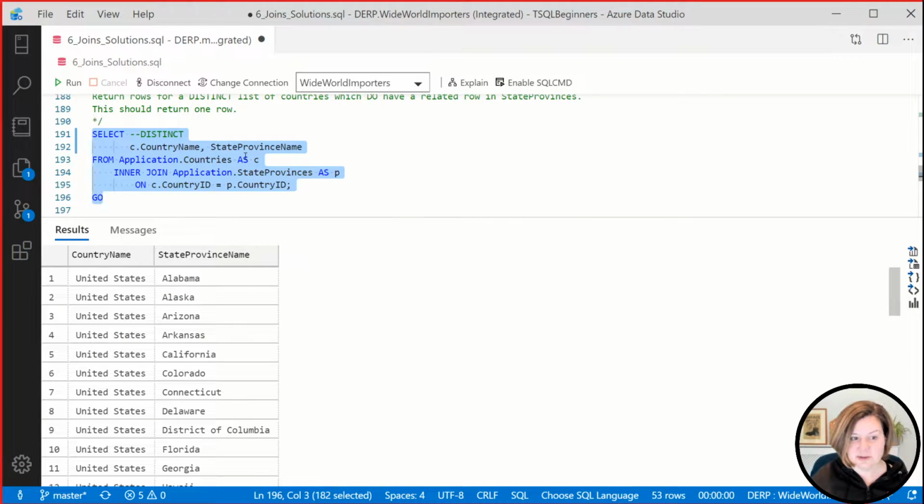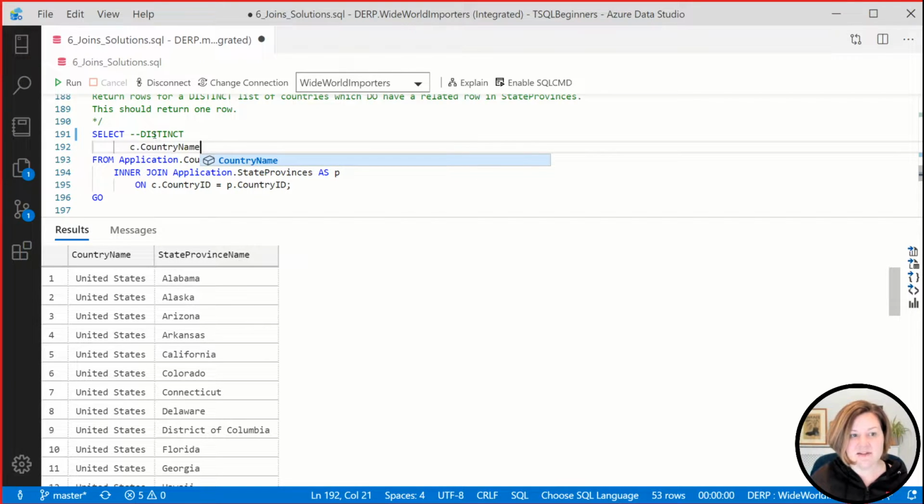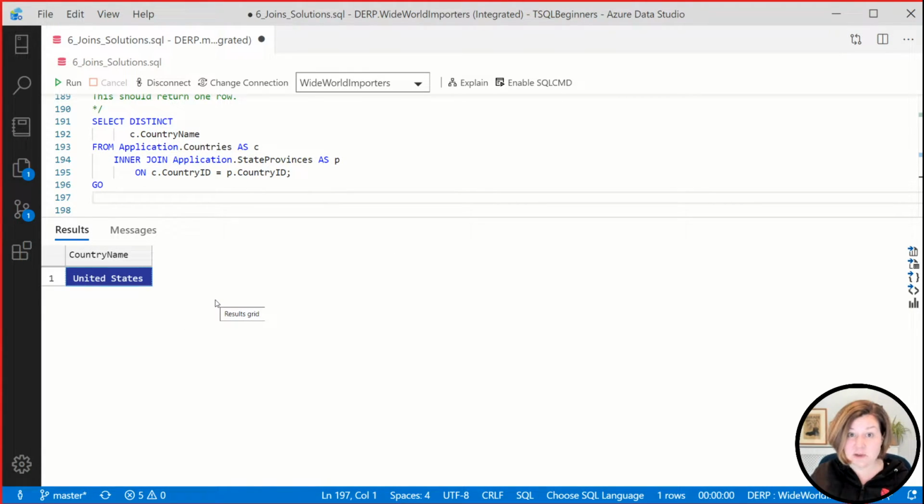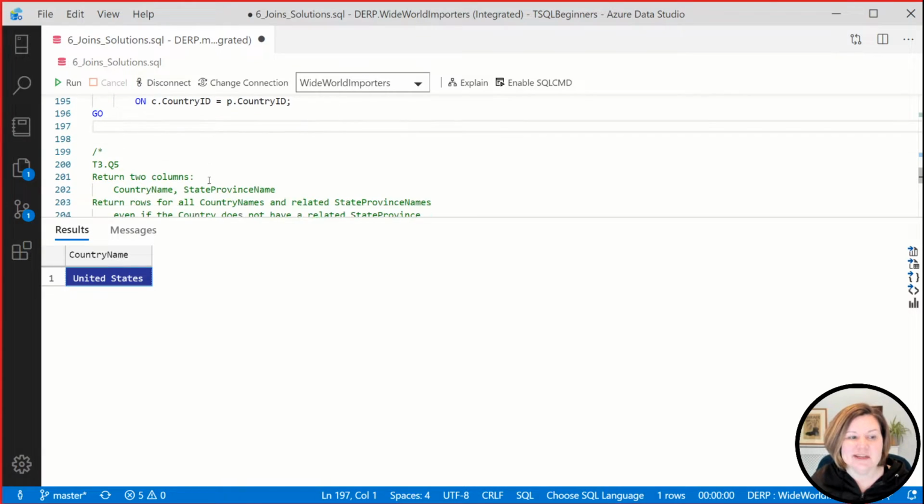If we want to just know, okay, well, uniquify this. Just show me the distinct list. Get rid of any duplicates. That's what the distinct keyword does. So instead of 53 duplicate rows of United States, we just get one. If we happened to have two countries that had related rows in state provinces, let's say we did have the provinces for Canada in that other table, then we would get 2 rows back, right? So it just uniquifies the list.